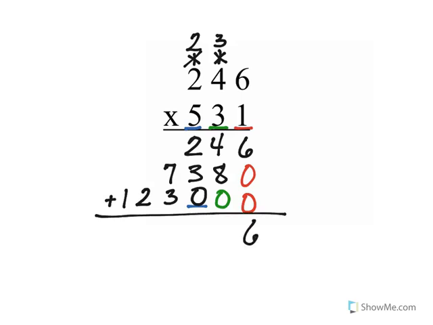I'm going to get 6, 12, 2, carry my 1 up here. 6, 10, carry my 1. 3, and 1. Put my comma in there, and I have 130,626. I hope this was helpful, and I hope you enjoy multiplication.